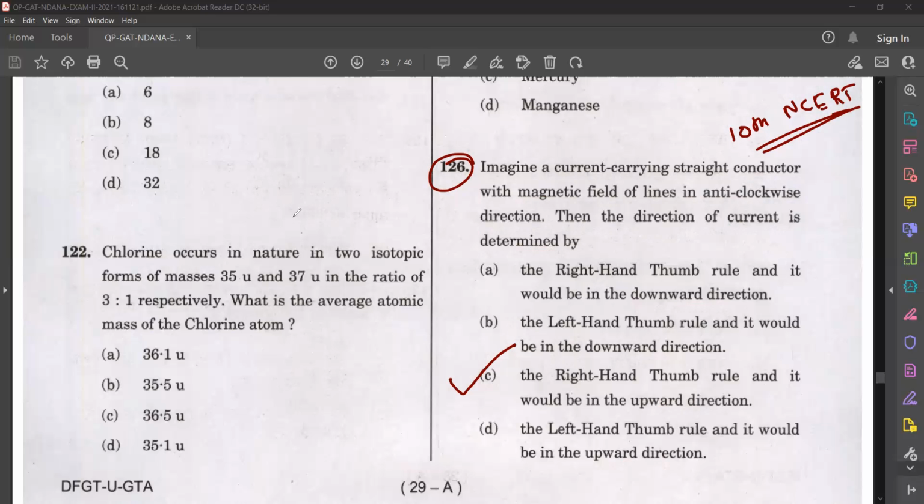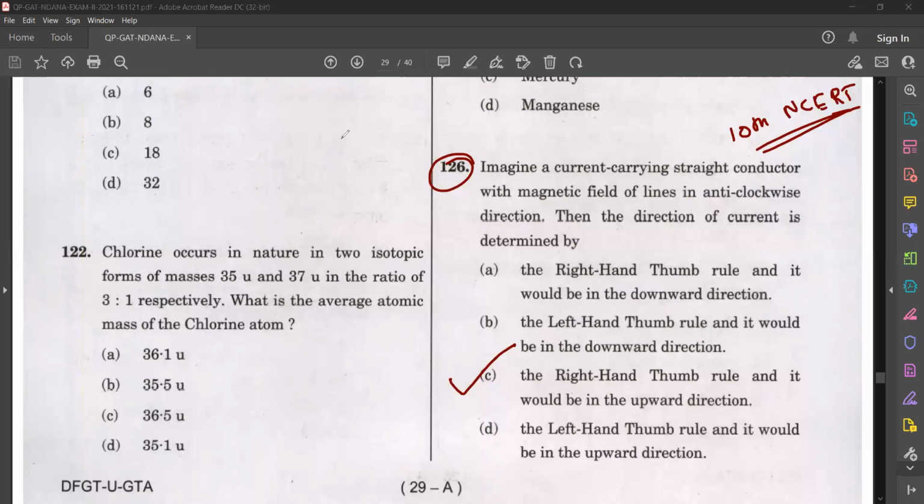See NCERT science. What is right hand thumb rule? Right hand thumb rule means you have to hold a conductor in your right hand, such that your thumb points in the direction of current. Then your fingers will wrap in the direction of magnetic field. So here they are saying fingers are wrapping like this.